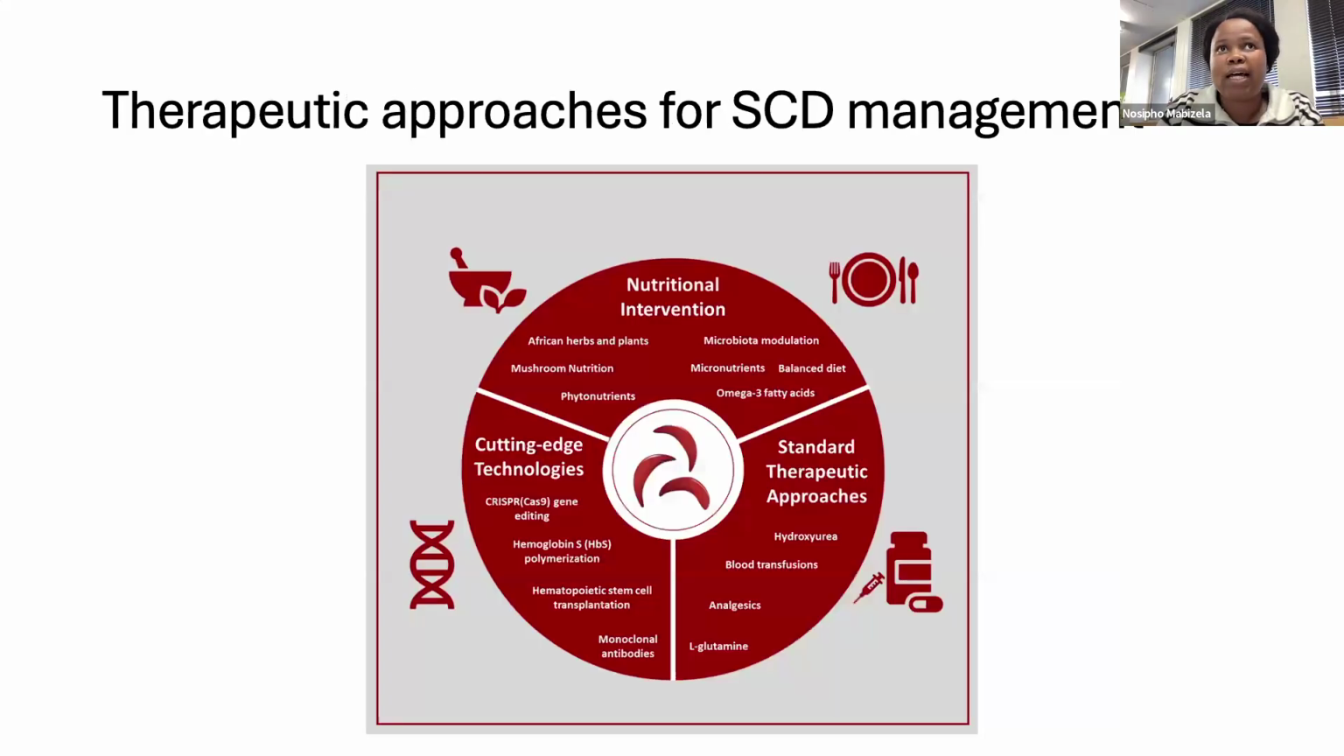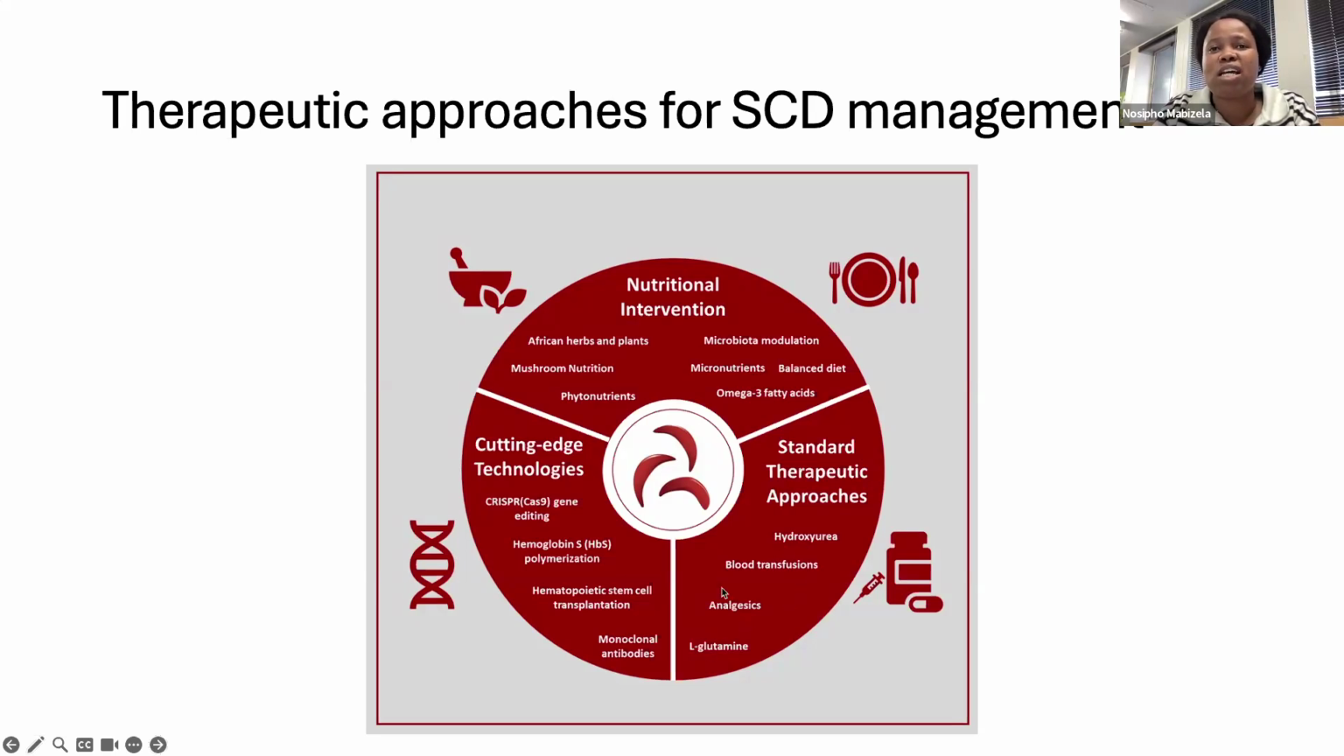I just want to highlight the therapeutics that are used for sickle cell disease, because this disease is mostly in Africa. So African patients mostly use African herbs and plants because they don't have access to the standard therapeutic approach. And then we have the standard therapeutic approach, which is hydroxyurea. Hydroxyurea has been known as the gold standard for sickle cell disease, but there are other types that are used to manage sickle cell disease.